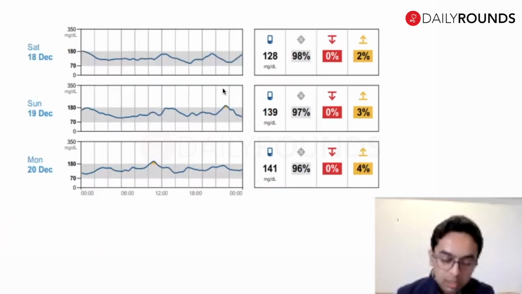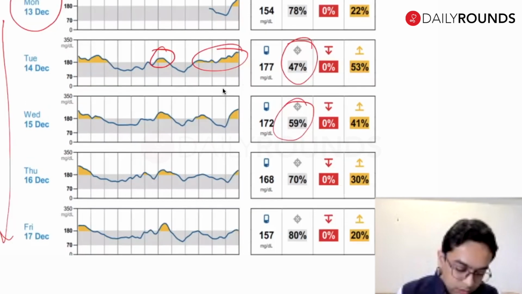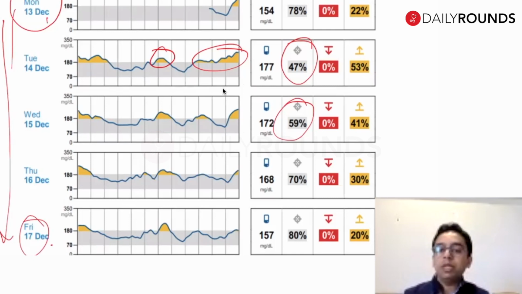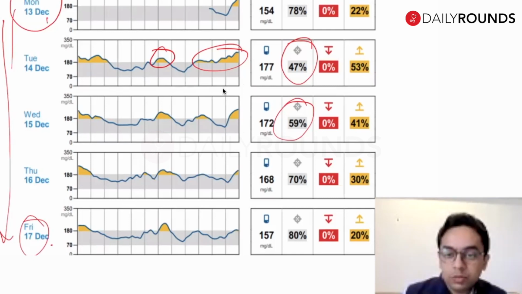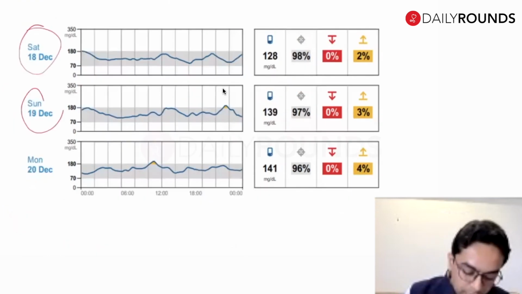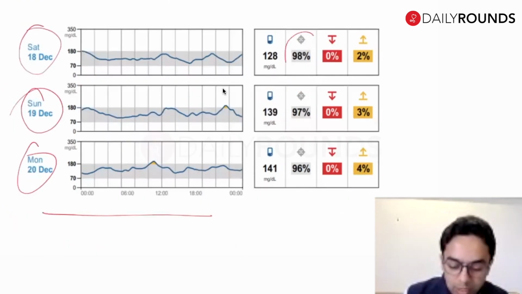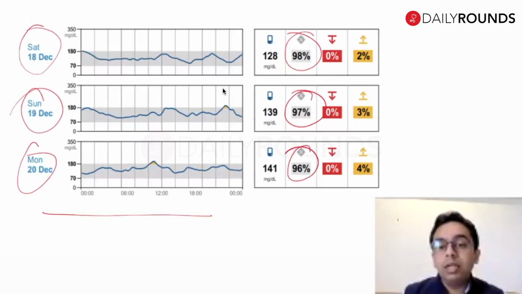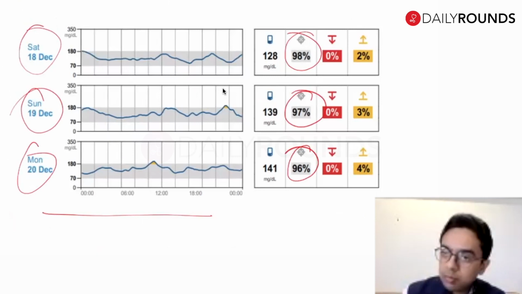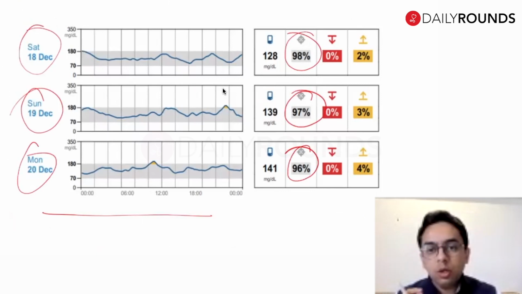So we modified the food slightly. This was retrospective data from 13 to 17, when he came. We told him to manage his food, and now you see from 18, 19, 20 what is happening. His time in range has increased to 98, 97, 96%. So that is the importance of behavior modification, that is the importance of food modification, and that is the importance of CGM, where you can actually guide your patient on what is wrong with him.